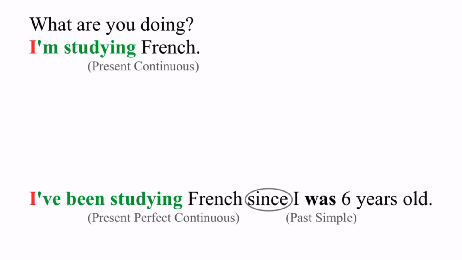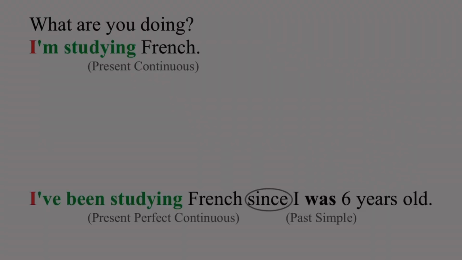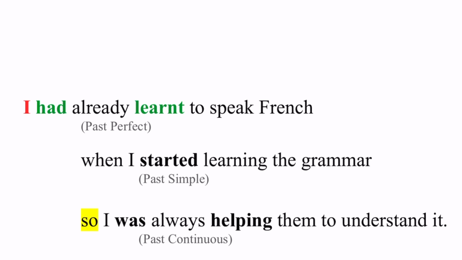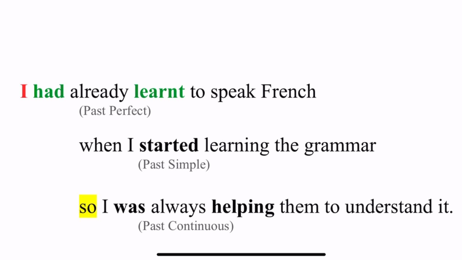Some more examples. What are you doing? I'm studying French. Present continuous. I've been studying French since I was 6 years old. Present perfect continuous. Past simple. I had been studying French for 5 years before I started middle school, which means I started middle school, but I had already been studying French for 5 years before I started. Past perfect continuous and past simple. I had already learnt to speak French when I started learning the grammar, so I was always helping them to understand it. My friends in class, I suppose.